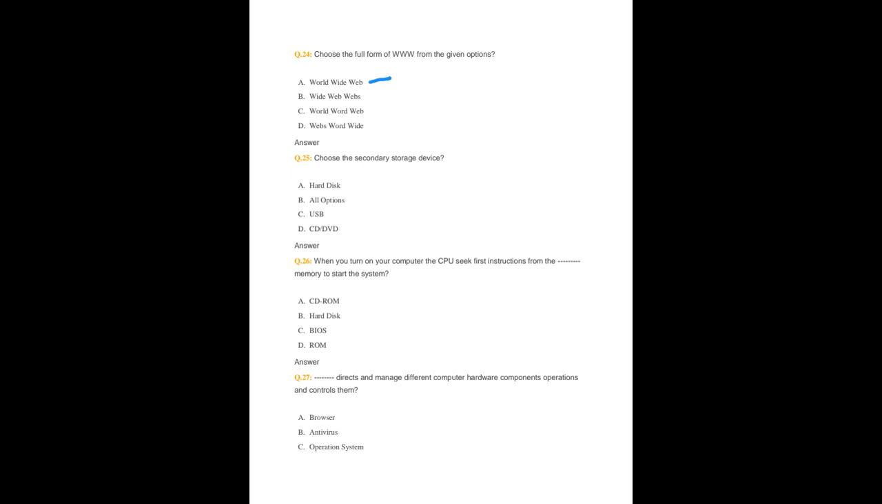All right, choose the secondary storage device. Hard disk. It's all of them. It's actually all of them, Shabab. Okay.